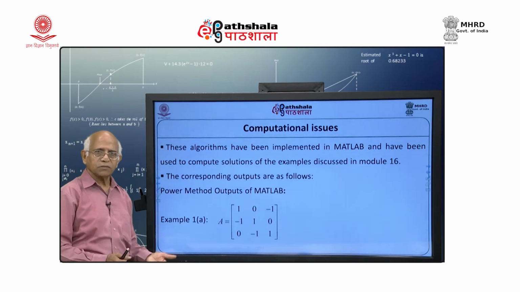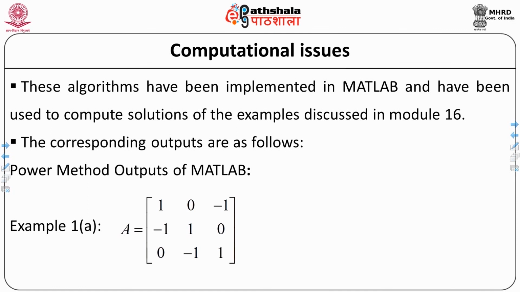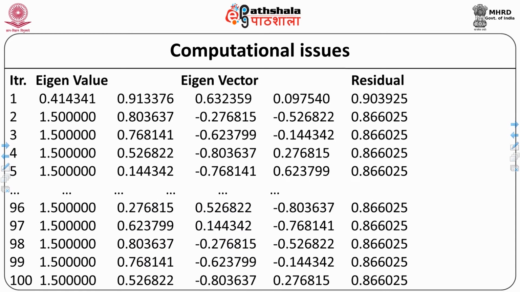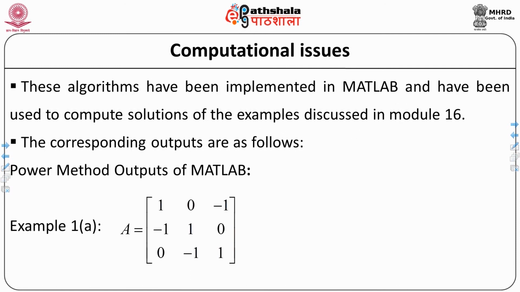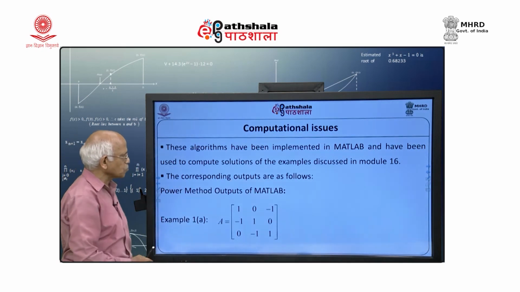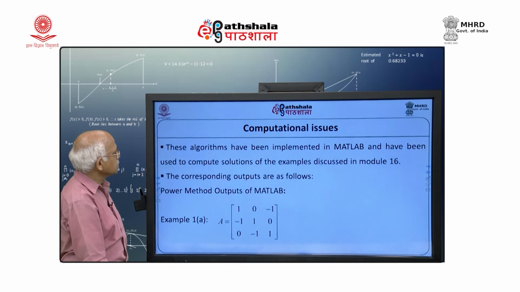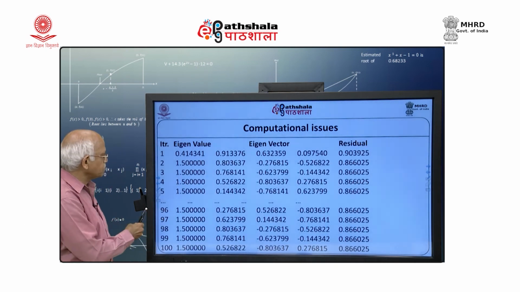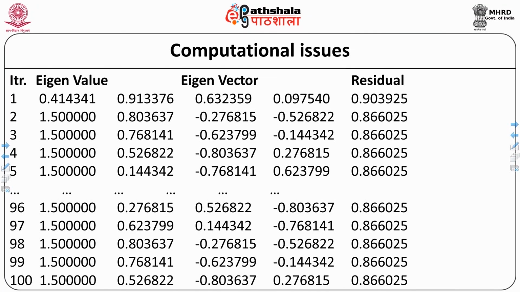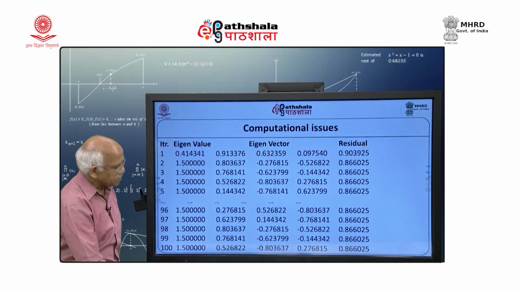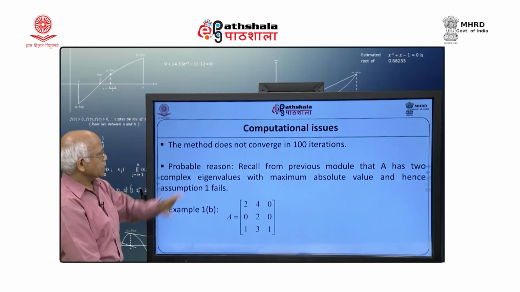Now, we are applying this method on various examples. We already considered these examples in the earlier module. I am taking example 1, A as 1 0 minus 1, minus 1 1 0, 0 minus 1 1, and we are applying all three methods on these matrices. We are considering computational issues. First we are doing the power method, with outputs from a MATLAB program. Power method computes the eigenvalue with maximum absolute value, and we are tracking the iterations. We do 100 iterations, and even then the residual is not going to 0, so we can say that the method does not converge in 100 iterations.